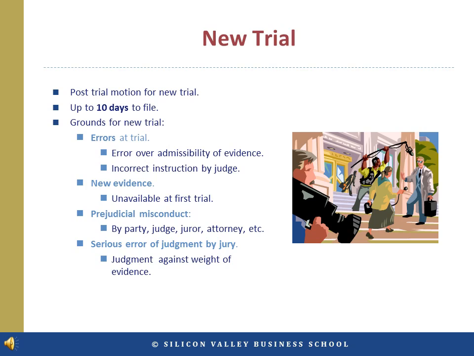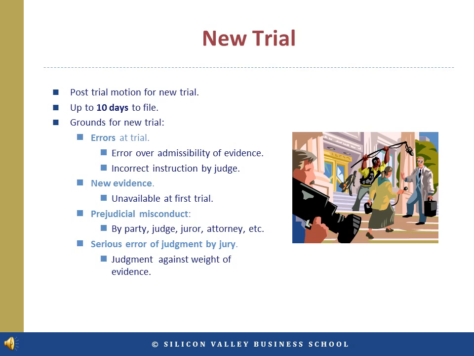New evidence becoming available that could not have been made available at the first trial. Misconduct by a party, judge, juror, attorney, or witness that is prejudicial to the verdict. And a serious judgment of error by the jury.